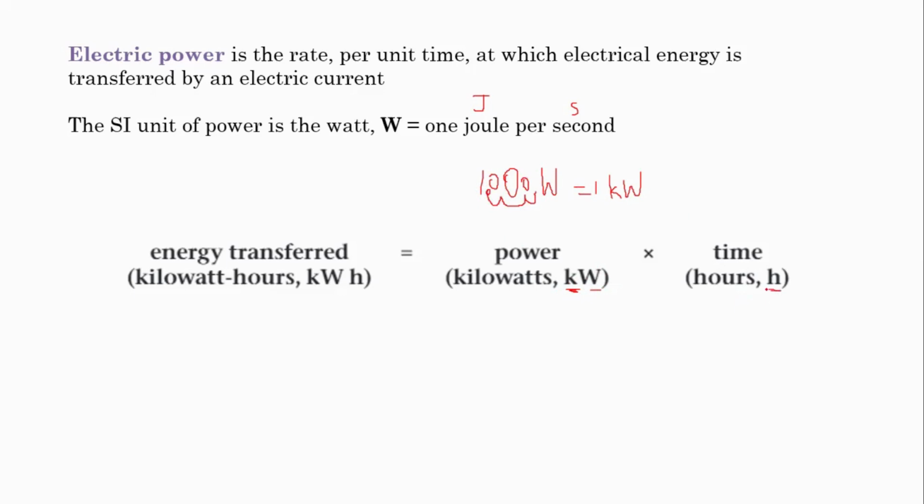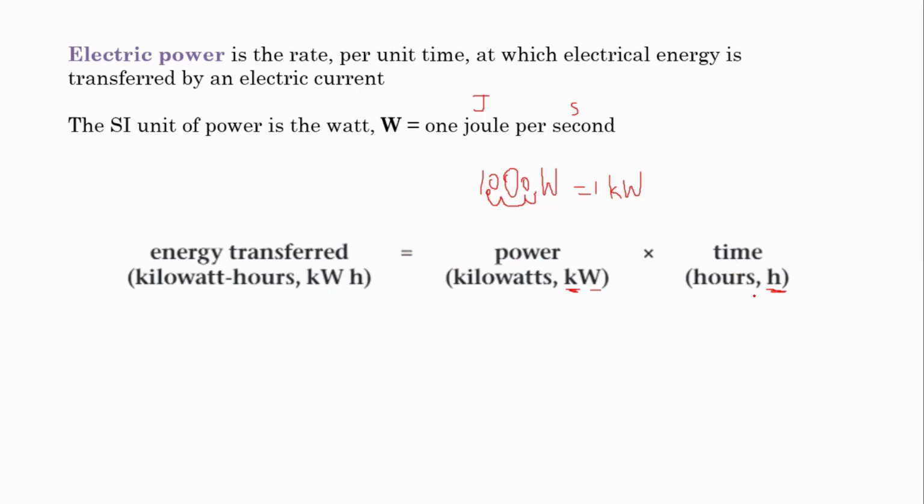And time always has to be in hours. So if it's in minutes or seconds, you have to convert it. So the energy transfer is in kilowatt hours. And it's in kilowatt hours because it's power, in kilowatts, multiplied by time, which is how long you have been using that appliance or appliances, which is going to be calculated in hours.